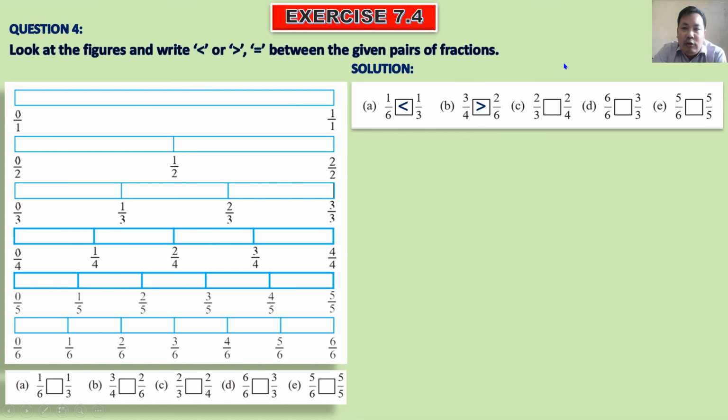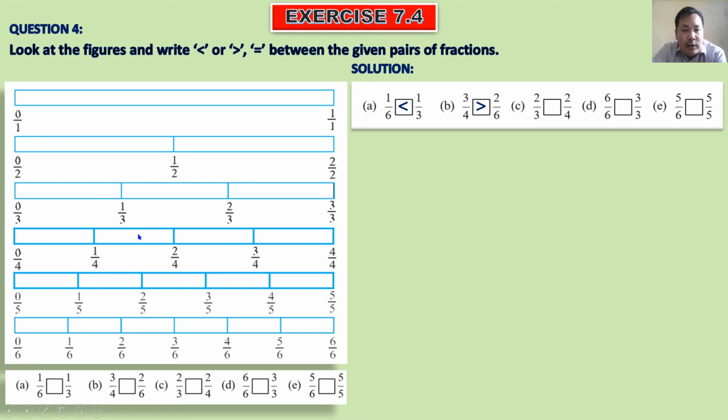Now next is 2 by 3. Where is 2 by 3? You come to the third one here. 2 by 3 is here. This portion is representing 2 by 3, and another one is 2 by 4. Where is 2 by 4? Come to the next diagram. Next diagram we have here 2 by 4. So this is the portion that is representing 2 by 4.